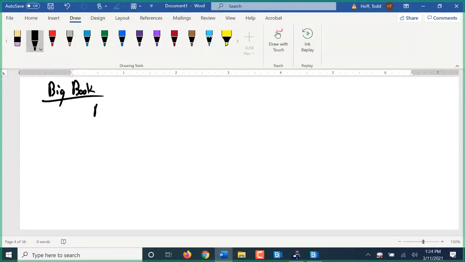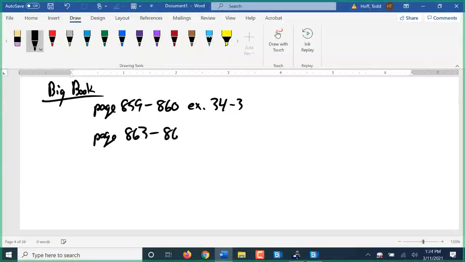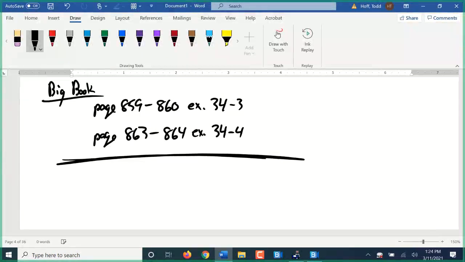In the big book, page 859 through 860, exercise 34-3, and page 863 through 864, exercise 34-4. Take a look at those in the applications.